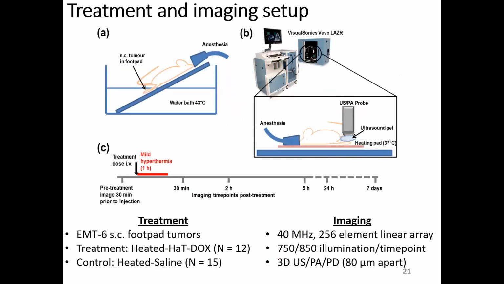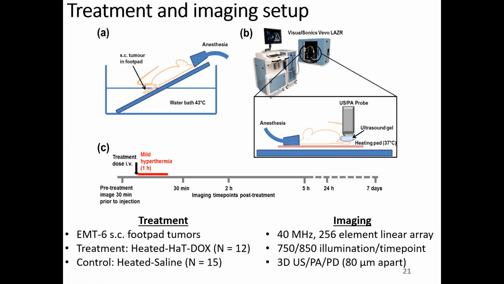So with that in mind, we designed an in vivo study where we inoculated EMT6 breast cancer cells in the foot pad of mice, which were then submerged in a water bath kept at 43 degrees in order to allow us to heat the entire tumor uniformly. Using the Vivo laser system, we performed photoacoustic, ultrasound, and power Doppler imaging in 3 dimensions, and we acquired these images before treatment, which was done 30 minutes before the injection of the drug.